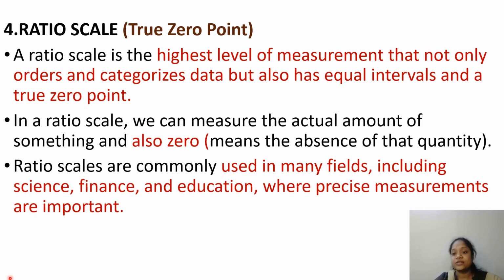Ratio scale. In a ratio scale, we have a true 0 point. A ratio scale is the highest level of measurement that not only orders and categorizes data, but also has equal intervals and a true 0 point. Okay. In a ratio scale, we can measure the actual amount of something and also zero. Ratio scales are commonly used in many fields, including science, finance, and education, where precise measurements are important. Here, the 0 point also matters.